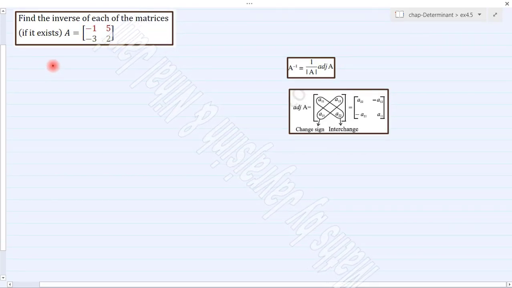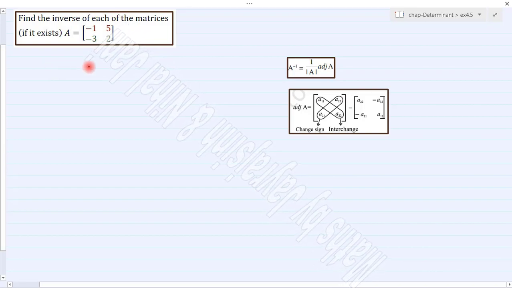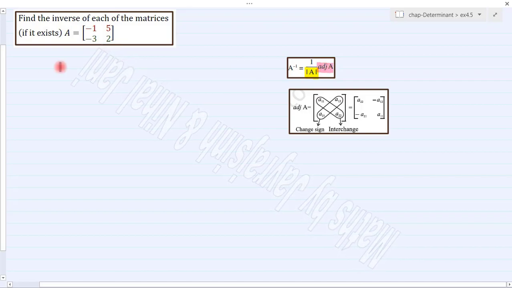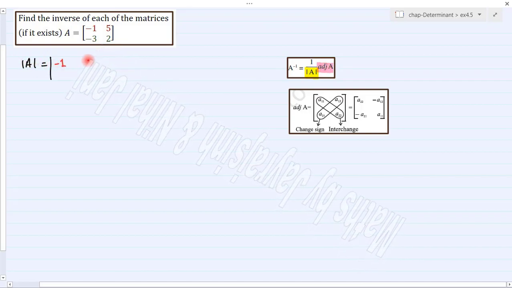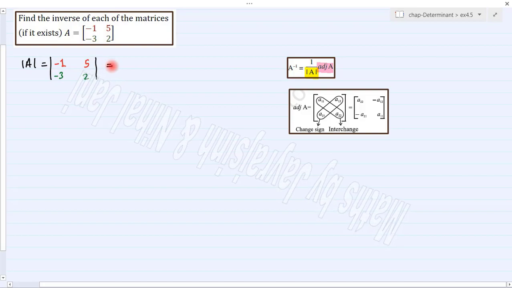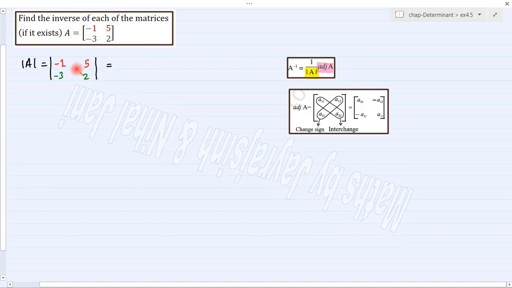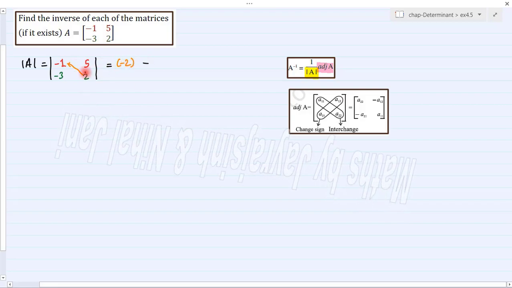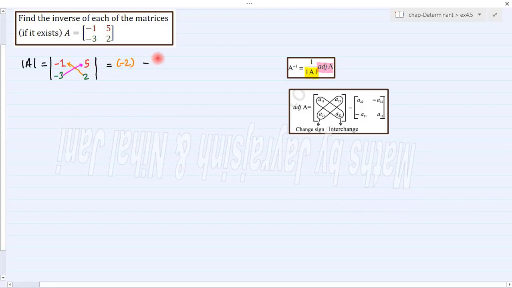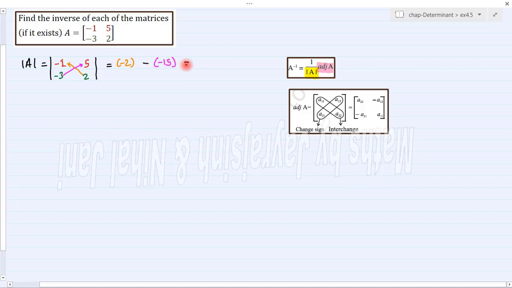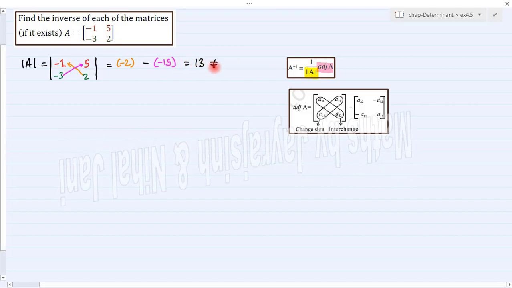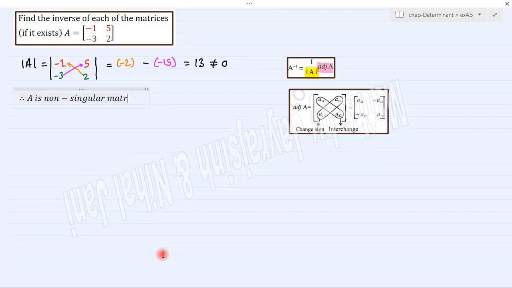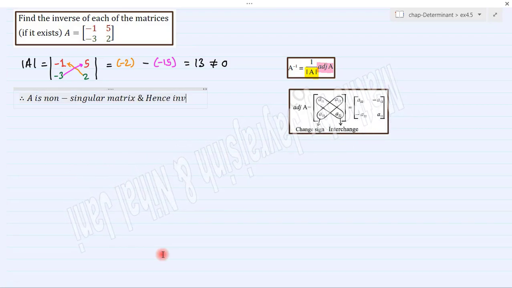Here we have to find inverse of matrix A, and for that we need determinant of A and adjoint of A. So first of all, let's try to get your determinant of A by simply cross multiplying. This 2 multiplied with minus 1 will give us minus 2, minus 3 multiplied with 5 will give us minus 15. So here we'll get 13, which is not equal to 0. Therefore, we can say A is non-singular matrix and hence invertible.